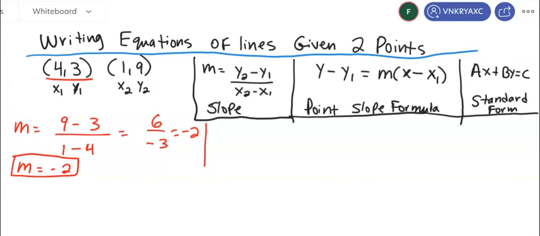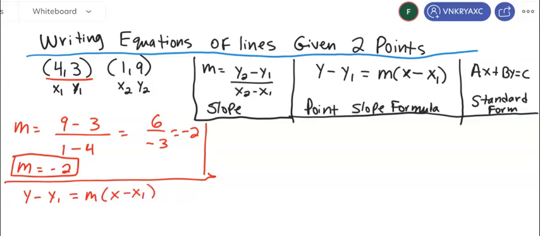So this is how it's looking: y minus y1 equals m times parentheses x minus x1. And let's put the numbers in to substitute. So y minus y1, which is 3, what I chose, equals the slope negative 2, parentheses x minus x1, which we chose to be 4. Okay?